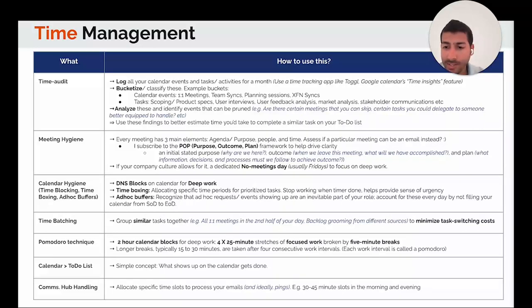And the last one is what I refer to as comms hub handling, right? So I think of a PM as a comms hub, right? Because you have all this information coming your way, all these questions coming your way. And then you have, like any other profession, all these emails and pings and whatnot. So the best way that I've found to deal with these, and again, this is not foolproof, but the way that it has worked for the most part is you allocate specific time slots in your calendar to process these comms type tasks, right?